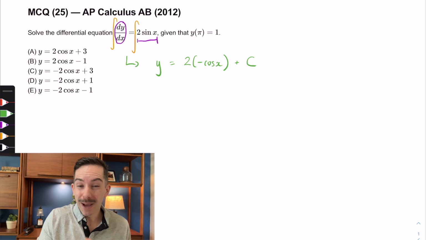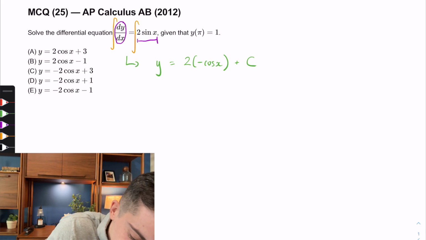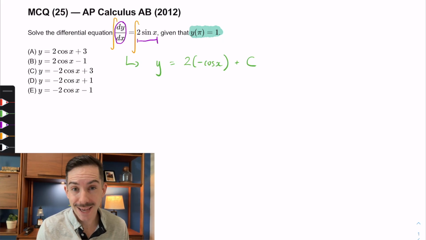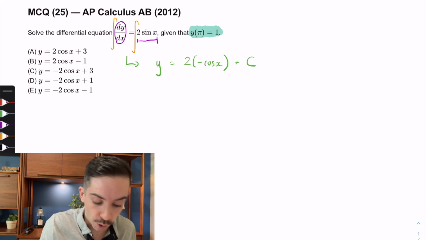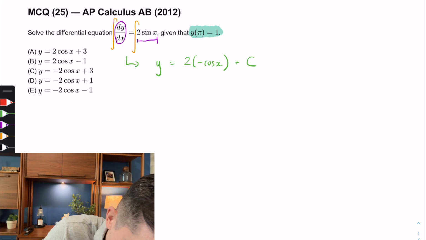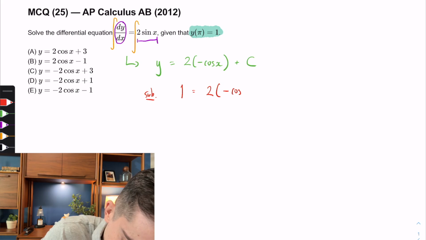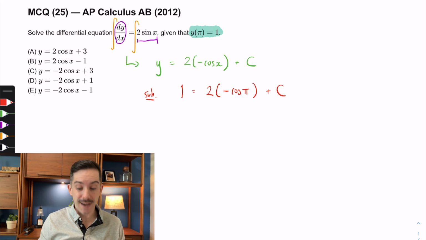Now this doesn't look like any of my answers, and that is because I have not used the initial condition yet. I need to use the fact that when x is equal to pi, y is supposed to equal 1. If I substitute that information into this expression for y, I will be able to solve for c and figure out what my correct answer is. So if I substitute, y is going to be equal to 1. I'll get 2 minus cosine of pi, and that plus c is what I'm going to find.